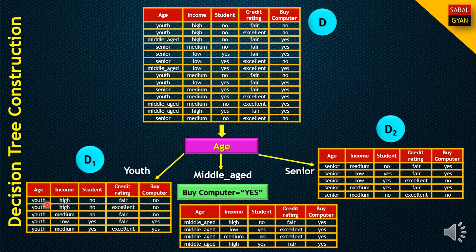For the D1 data set, we again have to calculate the entropy and information gain for the attributes income, student, and credit rating, and whichever attribute has the highest value will be considered for further classification. We will not consider the attribute age because we have already classified on it. Similarly, in data set D2, we again calculate the information gain for income, student, and credit rating to identify the attribute with the highest information gain for further classification. Let's see in the subsequent slides.